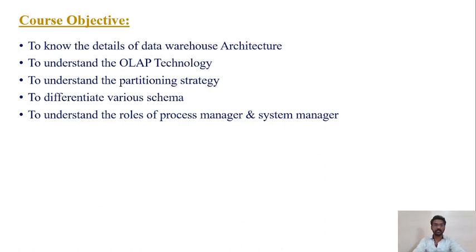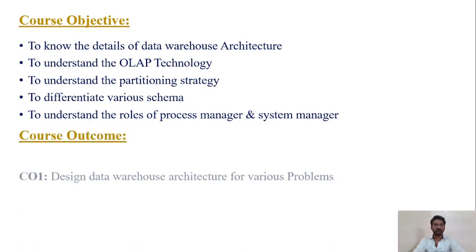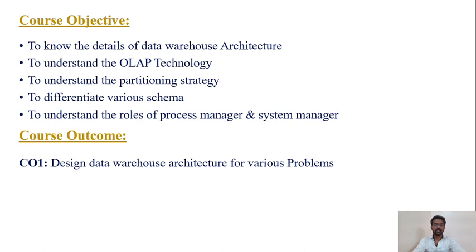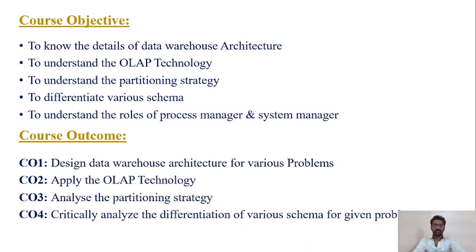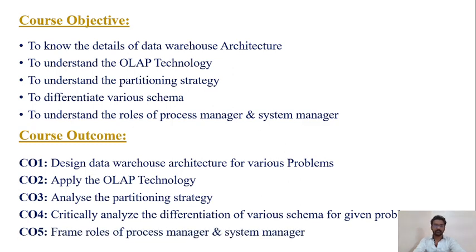Once these objectives are achieved, the outcomes for the student will be the following. The first outcome is that they can design the data warehouse architecture for various problems. The second is that they can apply the technology given by OLAP. The third is that they can analyze the partitioning strategy. The fourth is that they can critically analyze the differentiation of various schemas for the given problem. The last is that they can frame the roles of the process manager and the system manager. Once these outcomes are executed successfully, students are well versed in this subject.